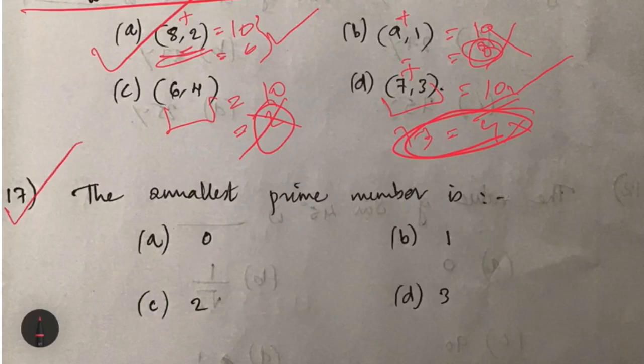The smallest prime number is. This is also another important question you can expect from the prime numbers section.